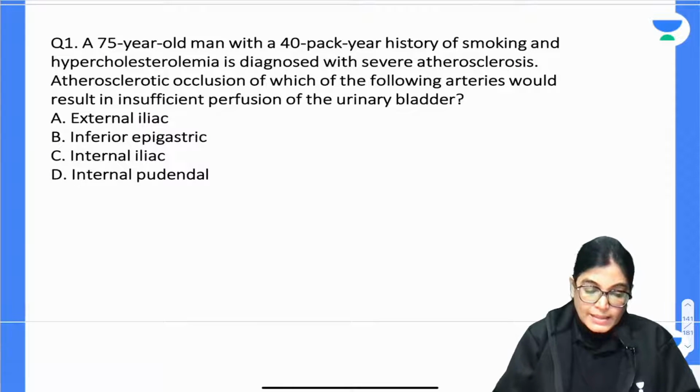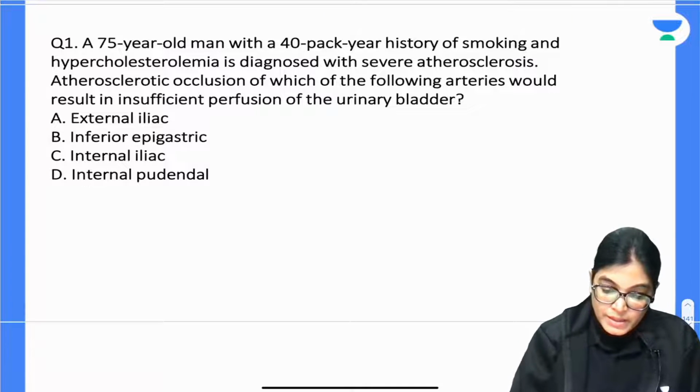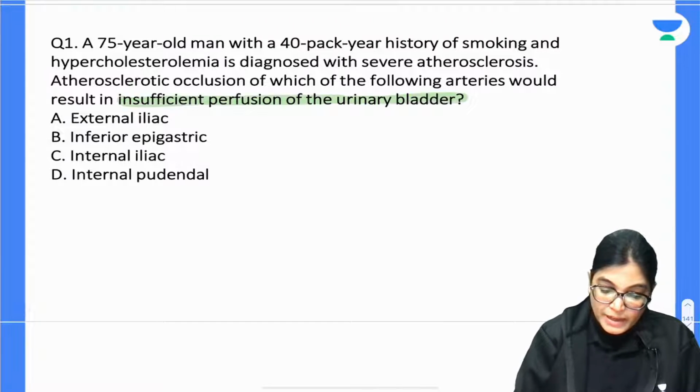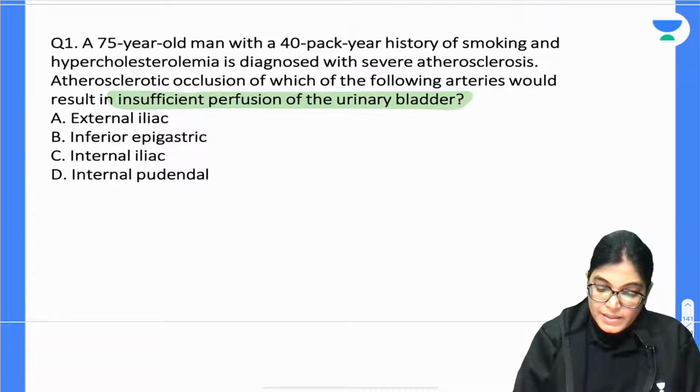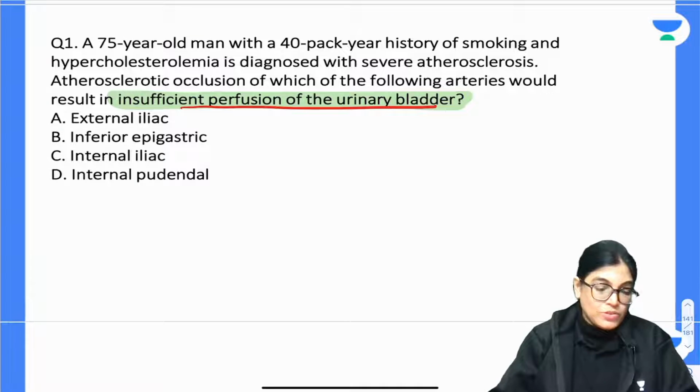So the correct answer is... The key point mentioned here is insufficient perfusion of the urinary bladder. That means the artery giving blood supply to the urinary bladder is the correct answer. So we have to know which arteries give blood supply to the urinary bladder.